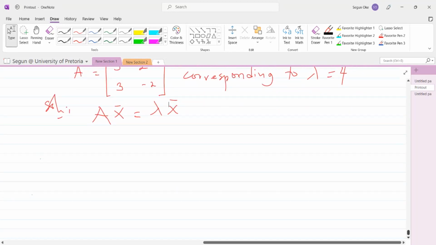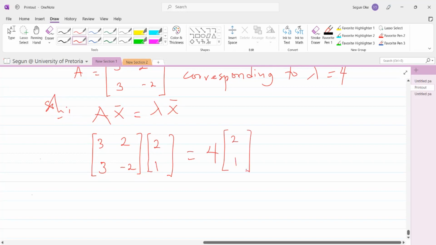Matrix 3, 2, 3, minus 2. The result is 3, 3, 3, 3, minus 2, 2 minus 2, right? Then what? Yes, sir. x bar? Our x bar is 2, 1. Equals to, our lambda is what? 4. 4 multiplied by 2, 1. 2, 1.